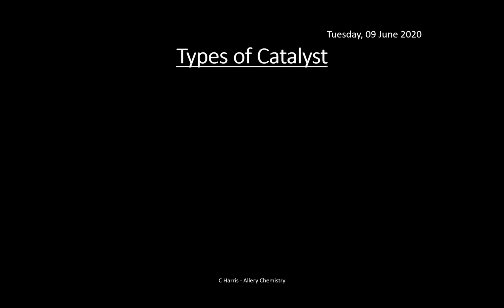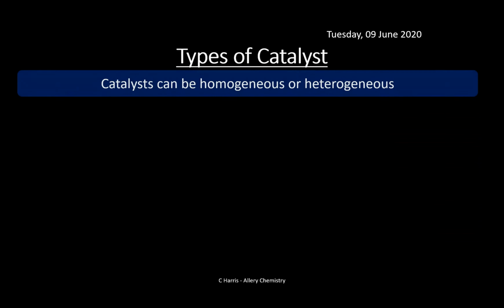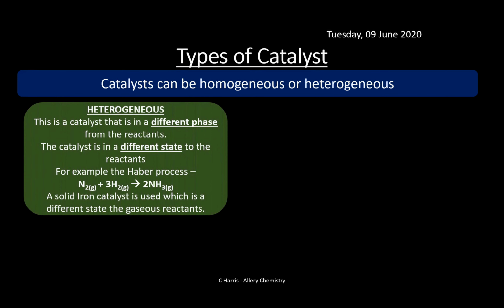Okay, so let's look at some of the types of catalysts that are available to us. Catalysts can be homogeneous or they can be heterogeneous. Let's look at heterogeneous first. Hetero means different. So this is a catalyst that's in a different phase from the reactants. The catalyst is in a different state to the reactants.